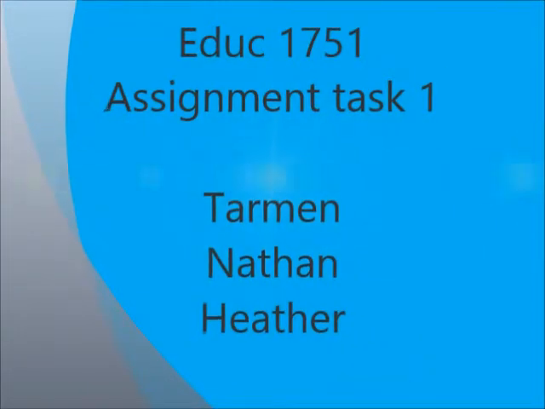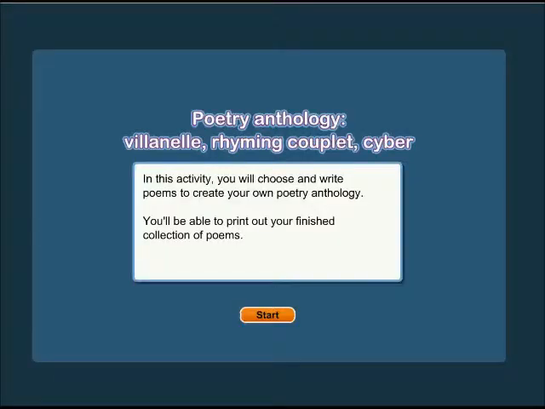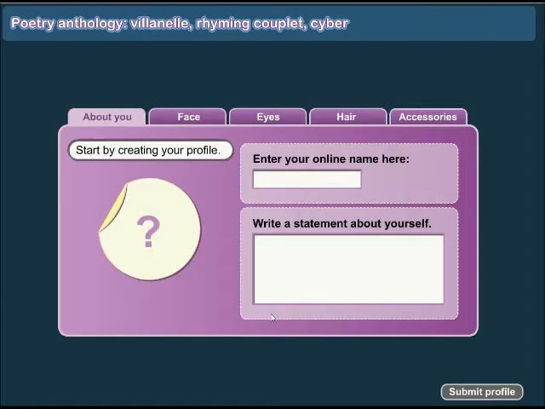This resource guides students through the explanation of Villanelle's rhyming couplets and cyber poetry. Students start by setting up a profile and then assessing a bank of poems with different poetic forms. They randomly select poems from the list and answer questions that introduce discipline-specific metalanguage.